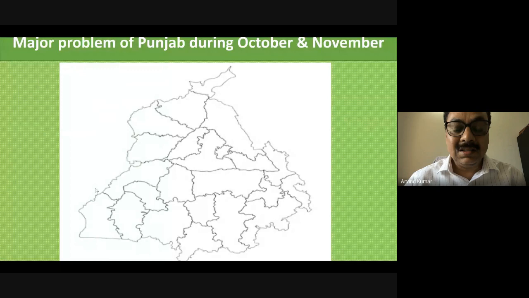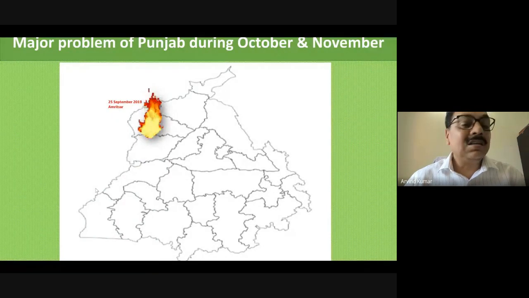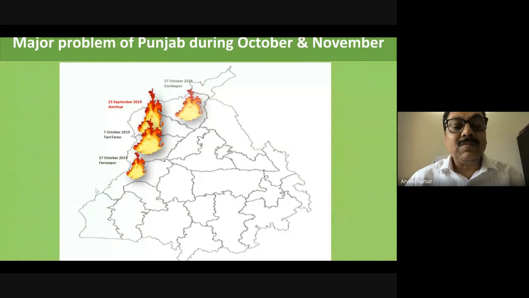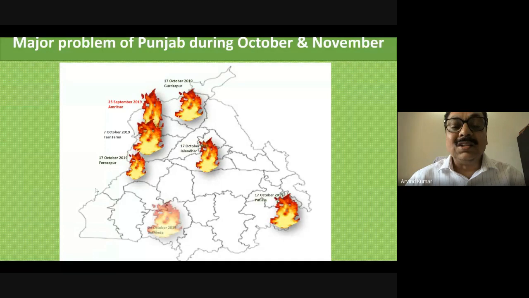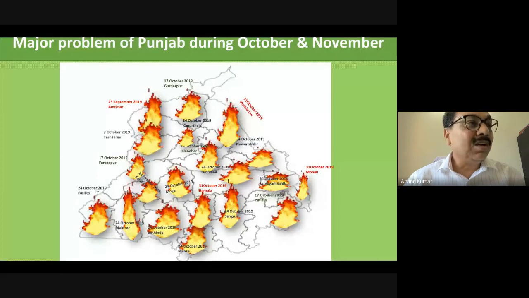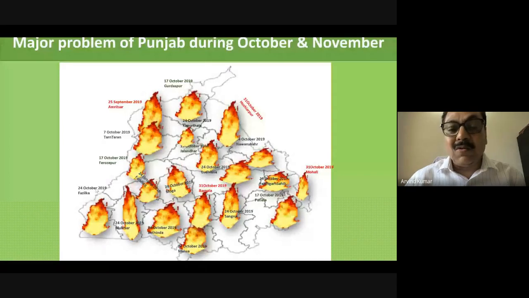That there is a problem here. On 25th September, it started from Amritsar, and then on 7th October, Tarn Taran, then again Firozpur, Gurdaspur, and all these districts. So this is actually the major problem here. So we are going to deal with only, or we are taking this example, for this particular lecture.